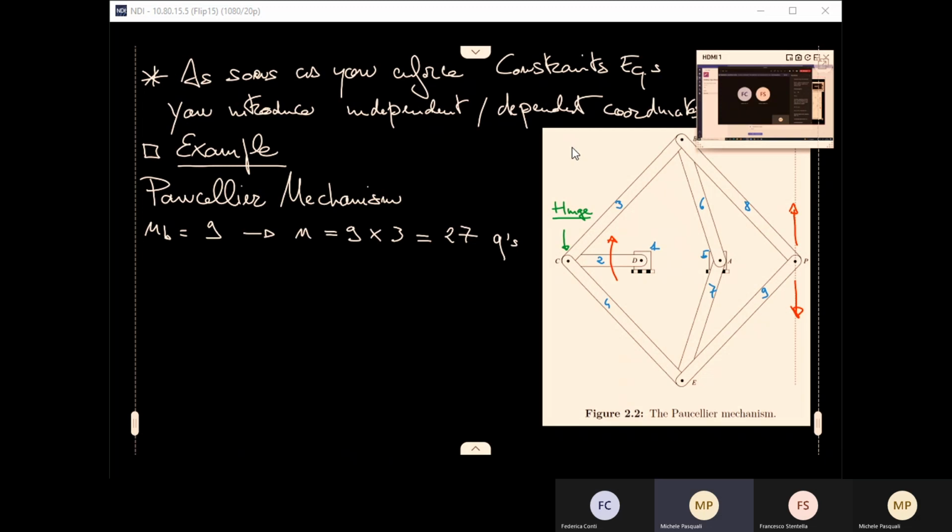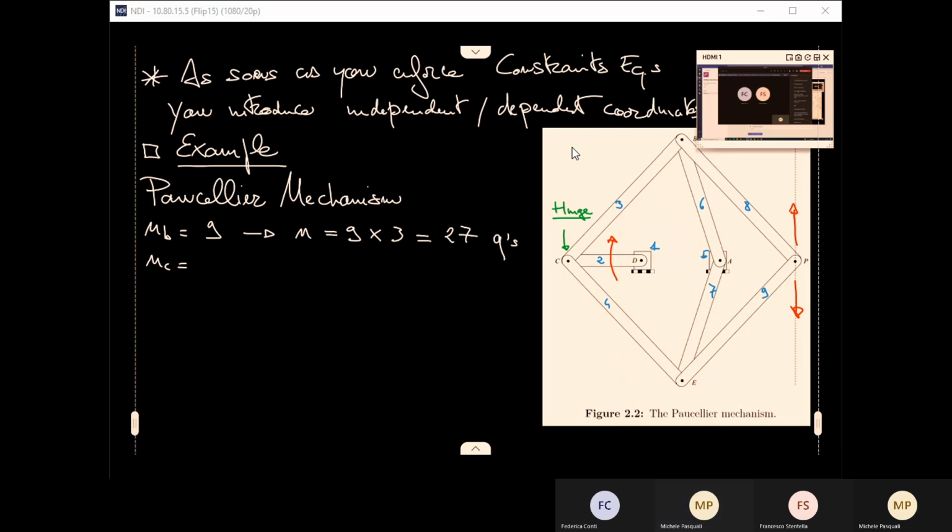Now, let's count the number of constraints, the number of independent equations. That's another thing that characterizes this mechanism. Well, let's start here at point D. That's a hinge as well. How many constraints do you need to enforce a hinge? Scalar equations. I would say 2, no?